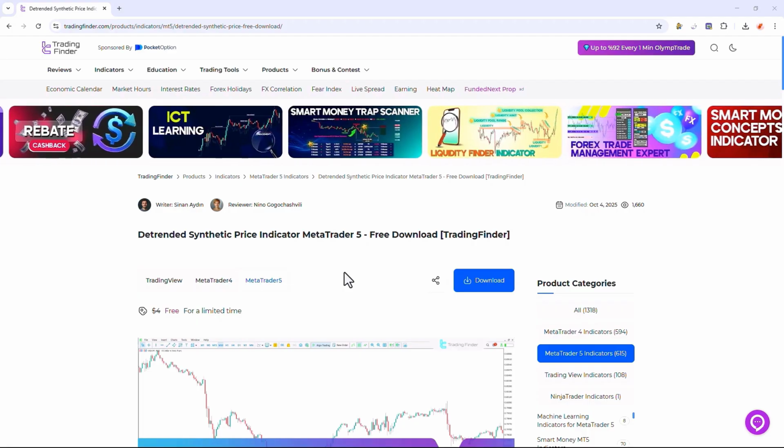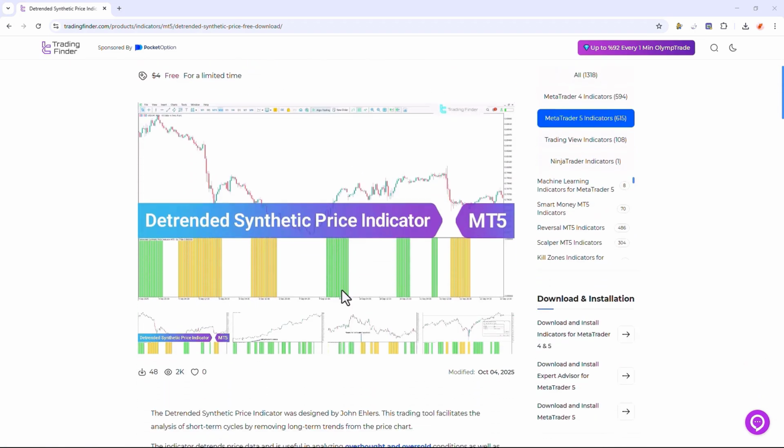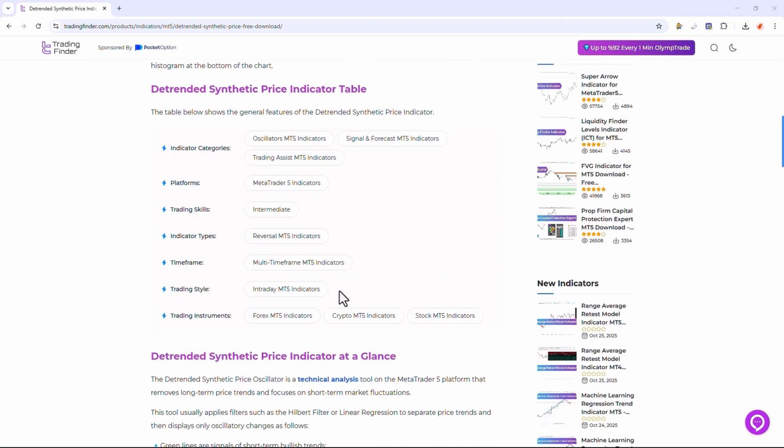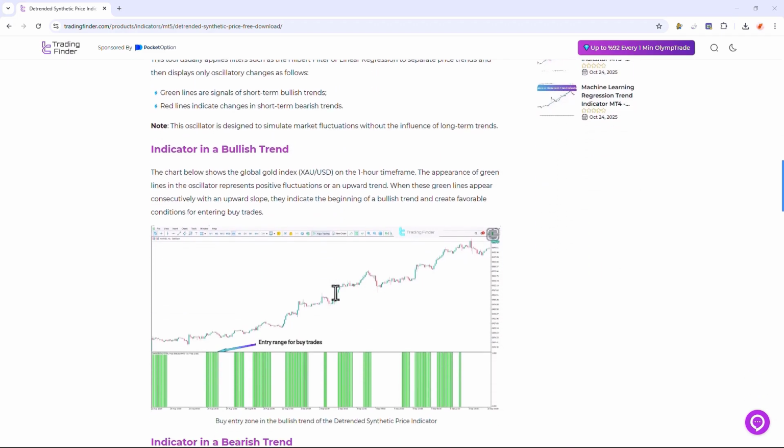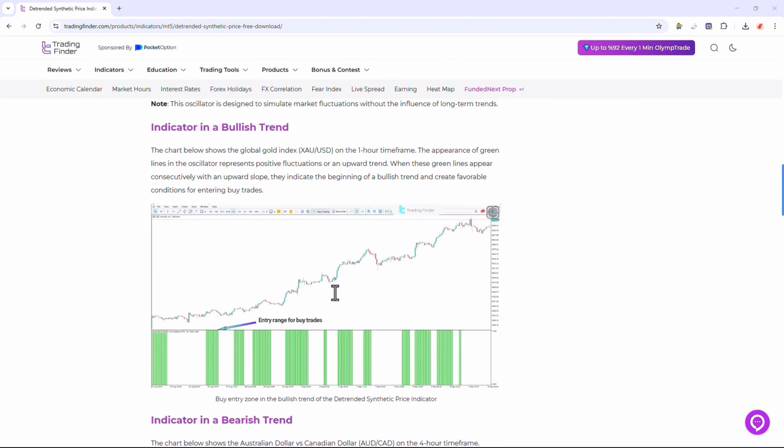This is the Detrended Synthetic Price indicator, which is available for various platforms on the TradingFinder website. Traders can easily download the indicator file for both MetaTrader 4 and MetaTrader 5 trading platforms from this section, Platform Source. They can also take a moment to read through this page to learn more about how the indicator works and to better understand its overall functionality.